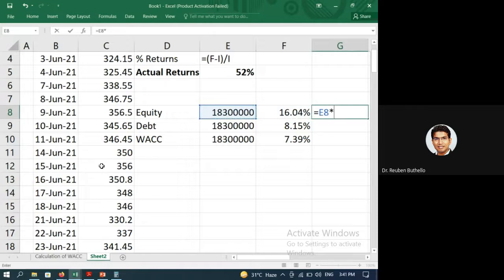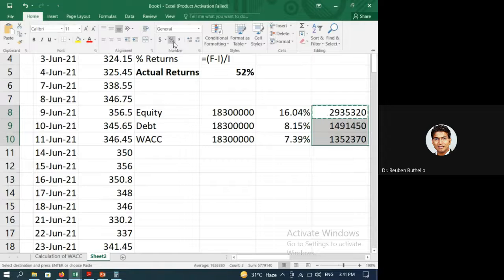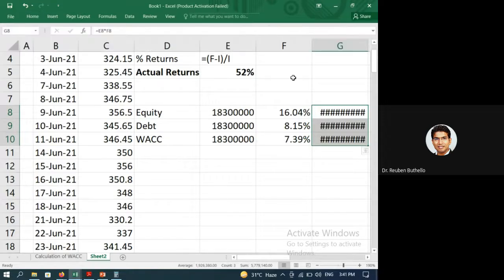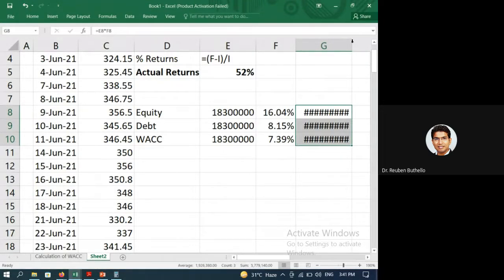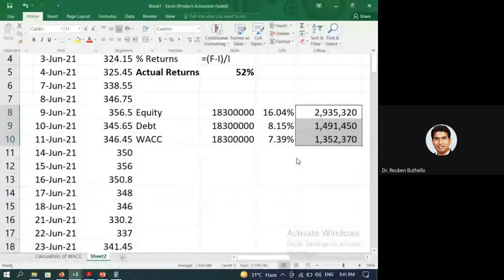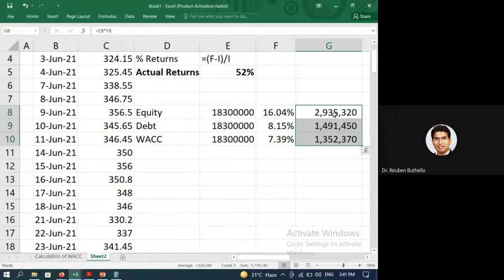If I went with option number one, entirely equity, every year I would have to pay out at least 29 lakhs. If I went only with debt, I would have to pay 14 lakhs 91,000. But because I went with a combined system, I'm getting it at 13 lakhs 52,000. Can you see the benefit?